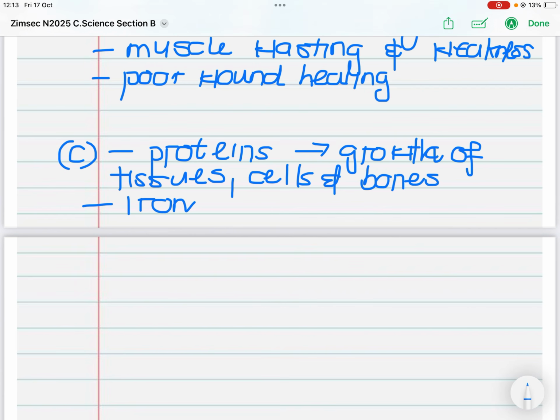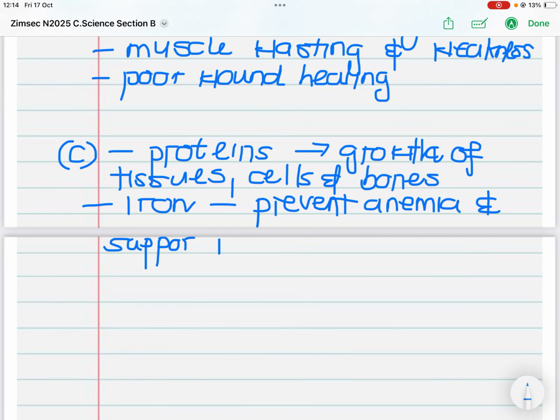And also, it is supposed to have iron. Iron is important in order to prevent anemia. This is going to prevent anemia. So it supports the increased blood volume that is needed. Iron prevents anemia, and also it supports increased blood volume.